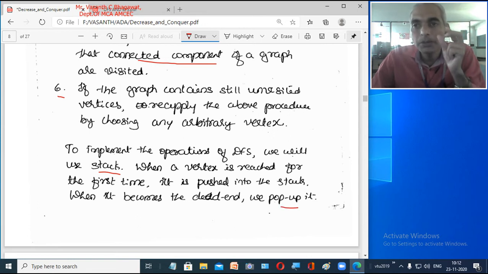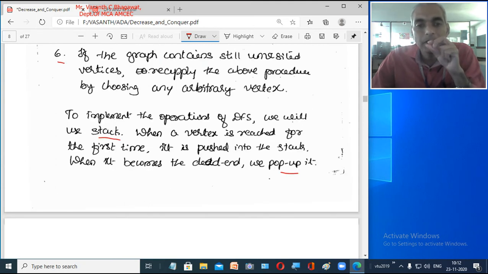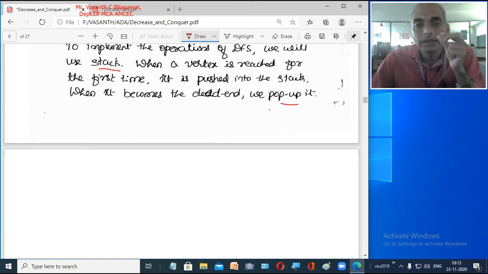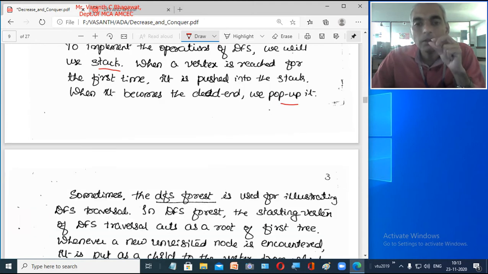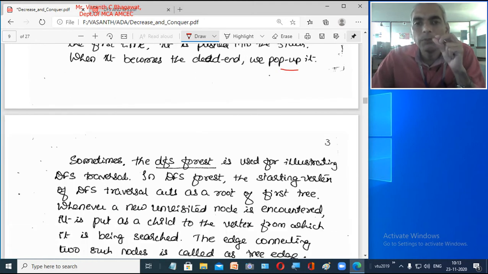Now these two operations are indicated with a subscript, right? So we indicate it with a subscript when we are writing the vertices which you have visited. When we are visiting for the first time, you push it. When it becomes a dead end, you pop it, you remove that element from the stack, right? Once you traverse this entire graph, we say that we get a DFS forest.